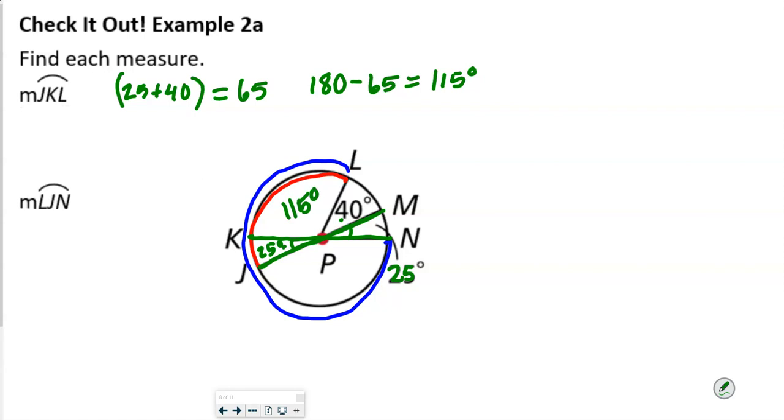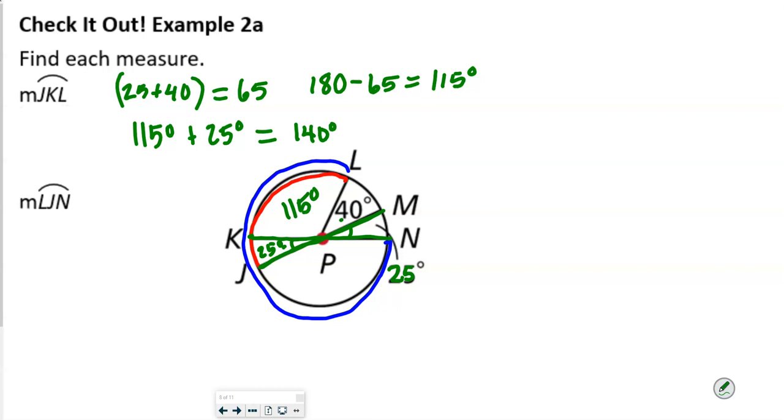Now what we're looking for is JKL, right? JKL, so our red arc up there. So don't we have to add together the 115 plus the 25? We do. So when we add those together, we get 140 degrees. Does everybody see it? Okay, the next one is LJN.